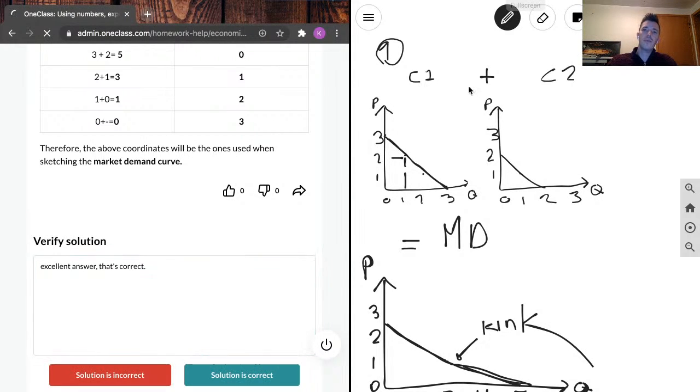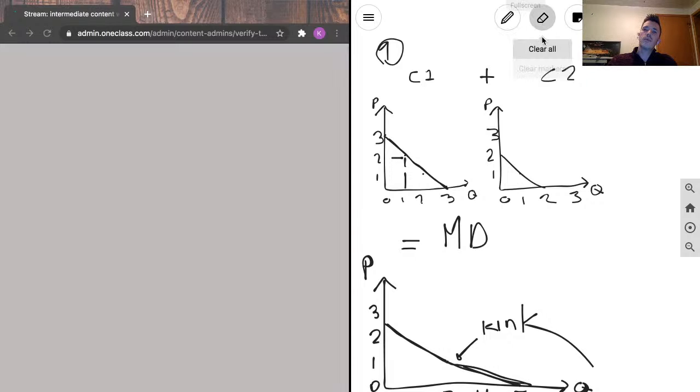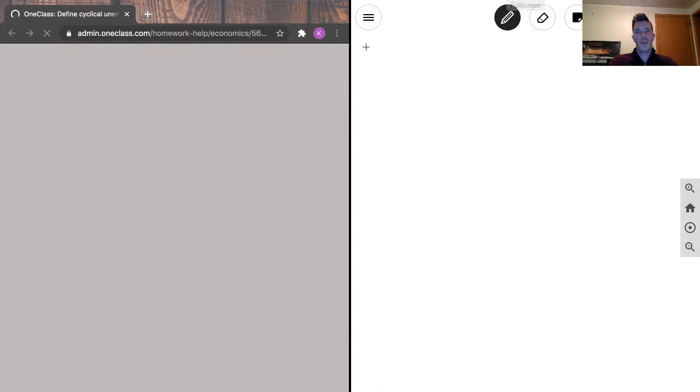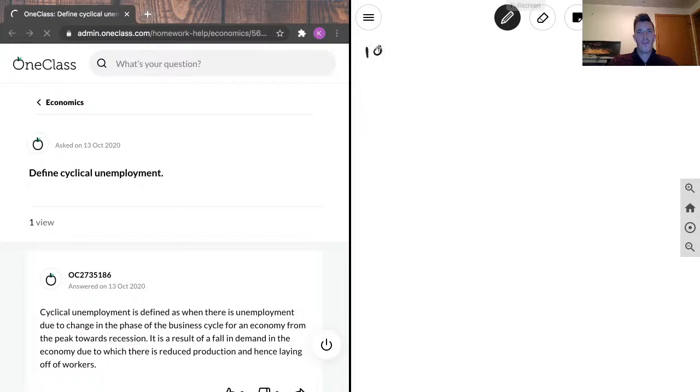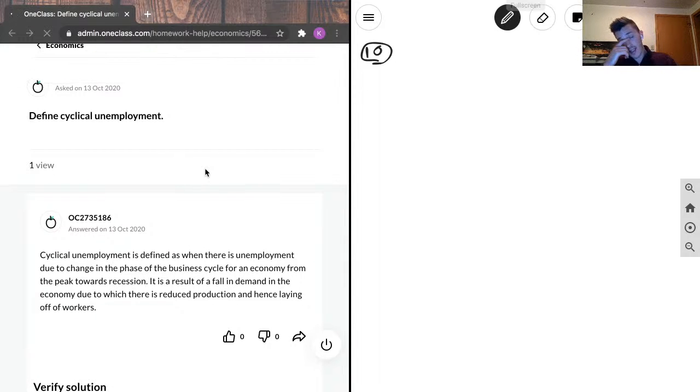Question 9. Define cyclical unemployment. As our junior tutor has written, cyclical unemployment is defined as when there is unemployment due to change in the phase of the business cycle for an economy from the peak towards recession. It is a result of a fall in demand in the economy due to which there is reduced production and hence laying off of workers. And that's correct.